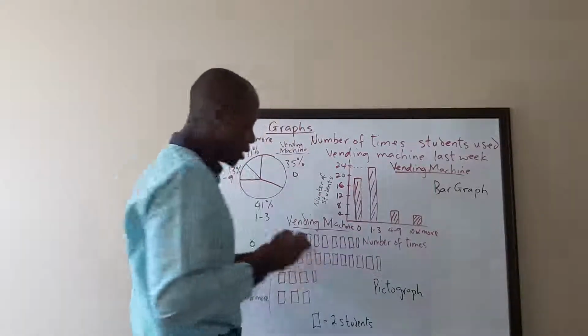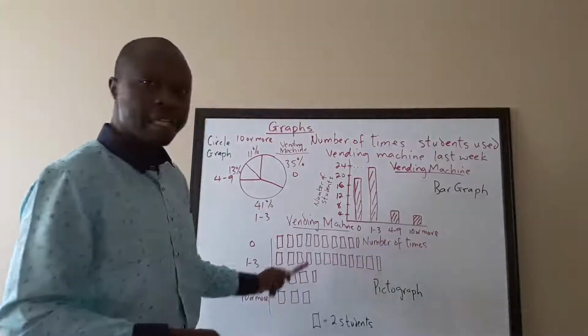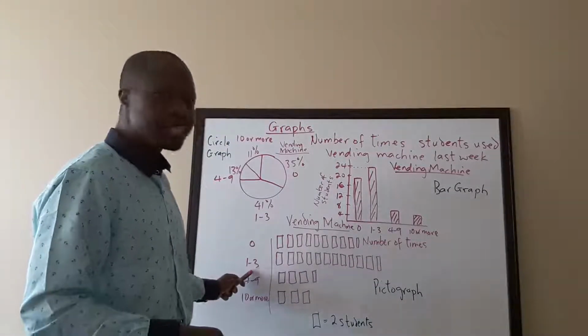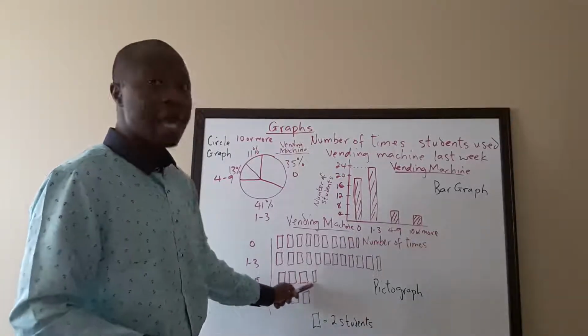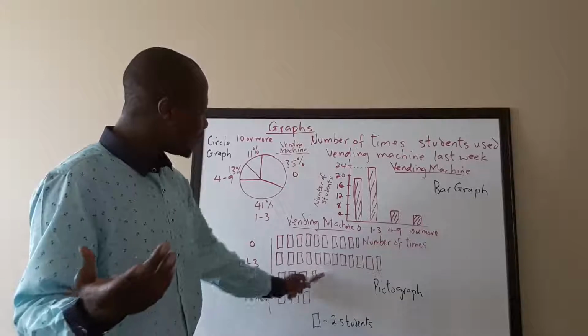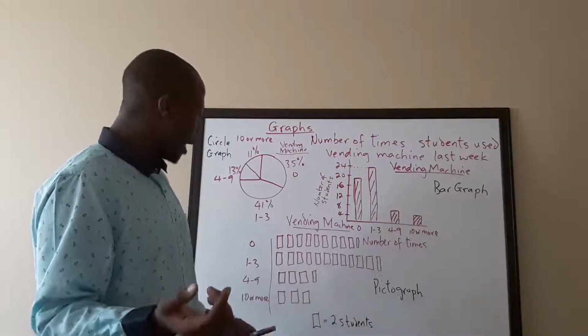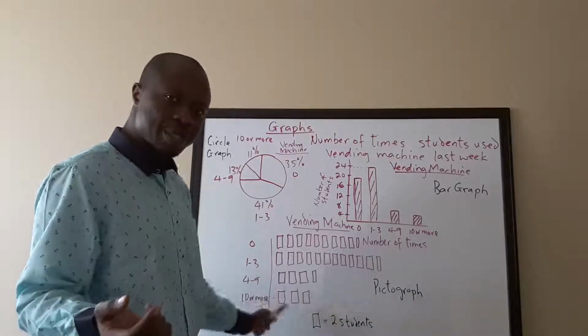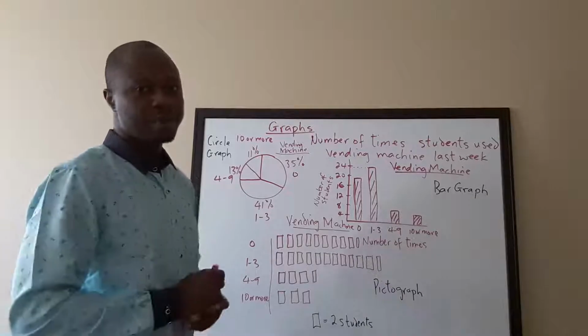Right there, yeah. So 23 students used the vending machine 1 to 3 times last week, and 2, 4, 6, this is half, so 7. So 7 students used the vending machine 4 to 9 times last week, and 5 students used the vending machine 10 or more times last week.